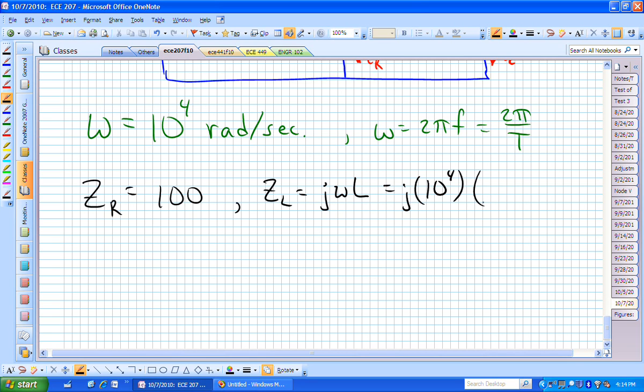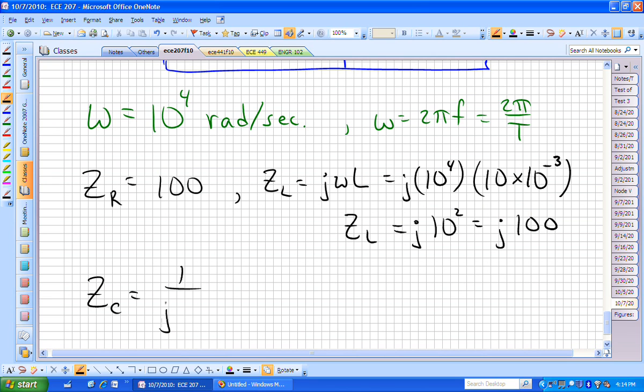And what was L? 10 millihenries. So that was 10 times 10 to the minus 3. So what's our exponent on 10? We have 10 to the minus 2 and 10 to the 4th. Z sub L is now J100 as a complex quantity.